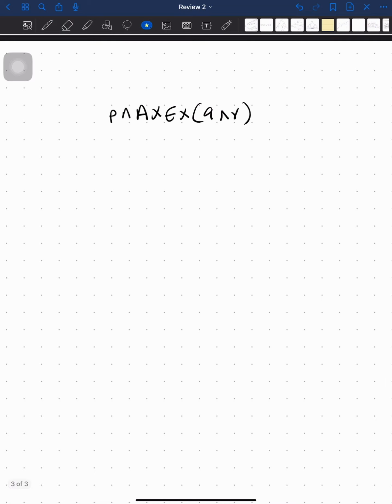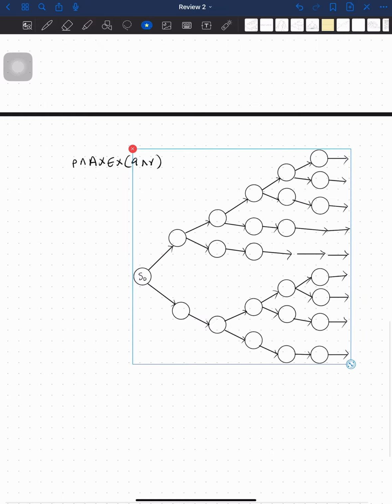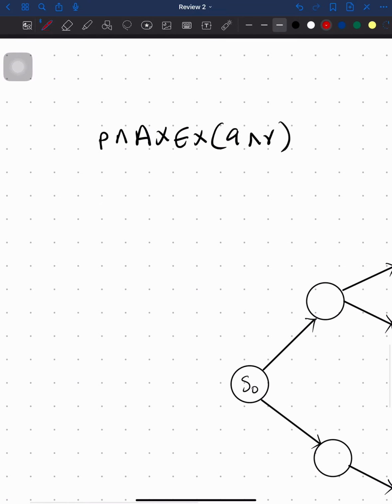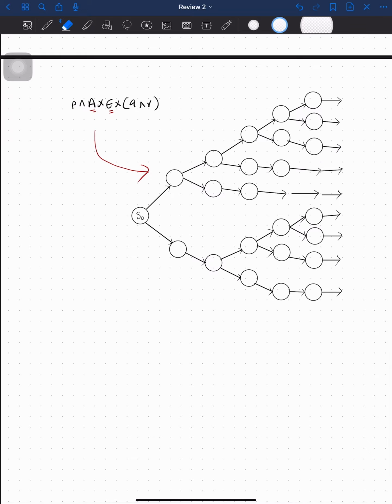Let's say I have B and AX, EX this time, Q and R. Okay, maybe. I'm making this on the fly. Now you will need a structure like this because whenever you see A or E, you know that this will be branching, and you need something that is branching like this.